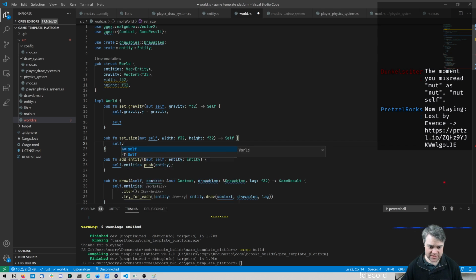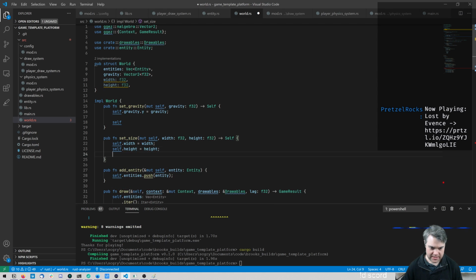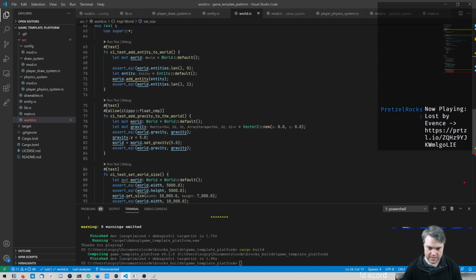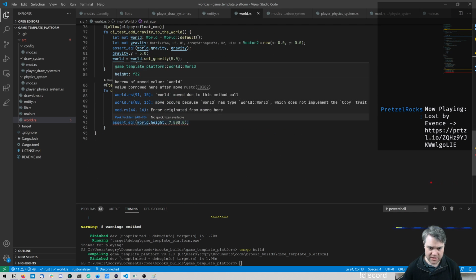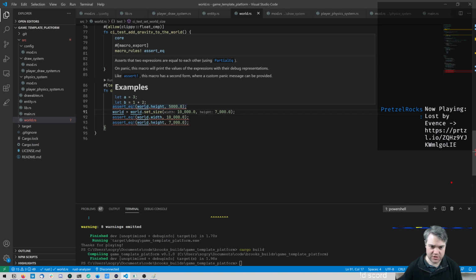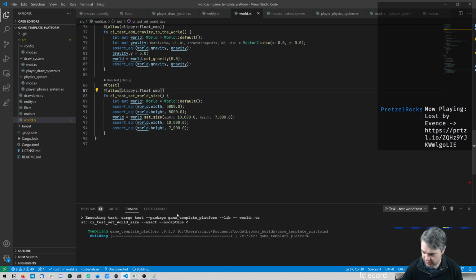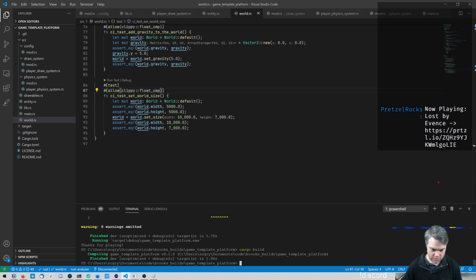But okay, so given this, we're going to do self.width equals width, self.height equals height, and return self. And then you're going to be yelling at me because for world, we need to do world equals world at set size. Then you're yelling at me because we're doing the wrong kind of compare. So this is going to be allow flippy float compare. You're all happy if I run this test. We're all good there.